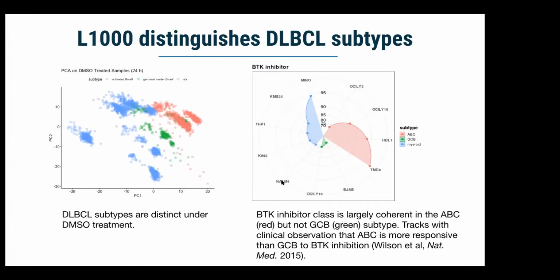And if we go back to looking at the BTK inhibitor class again, and now we're just restricting our view to the hematopoietic cell lines, but recoloring the points based on the DLBCL subtype, you can see that the BTK inhibitor class is notably more coherent in the ABC subtype of DLBCL than the GBC. And this does track with the clinical observation that ABC patients tend to be more responsive to BTK inhibition than the GBC patients. So it's nice that L1000 is able to recapitulate this clinical observation in our data.